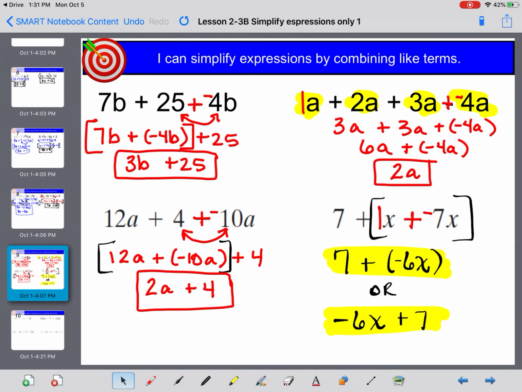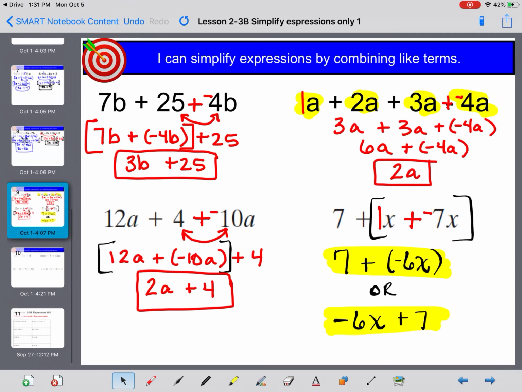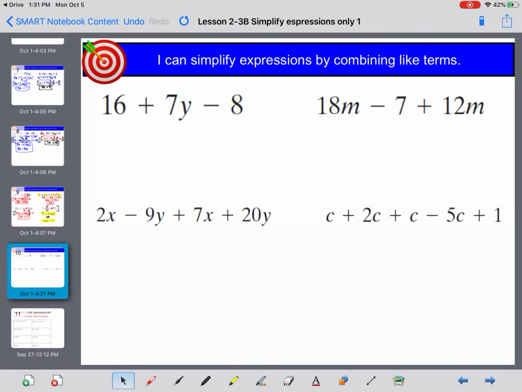Okay, the best way to learn this is to do some more practice. So I would like you to try these 4. Pause the video, do these 4, and then come on back and compare. All right, hopefully you had enough time by pausing the video and you gave these a good try.